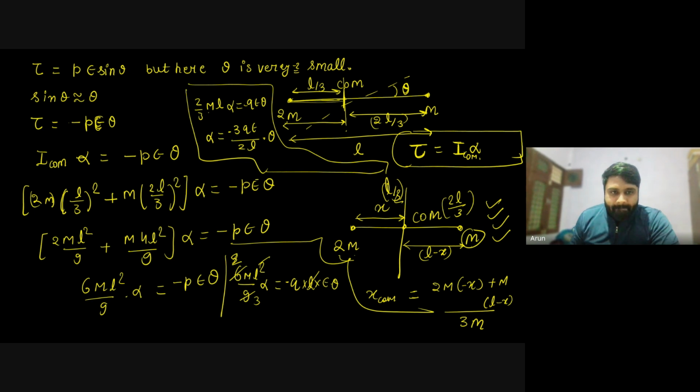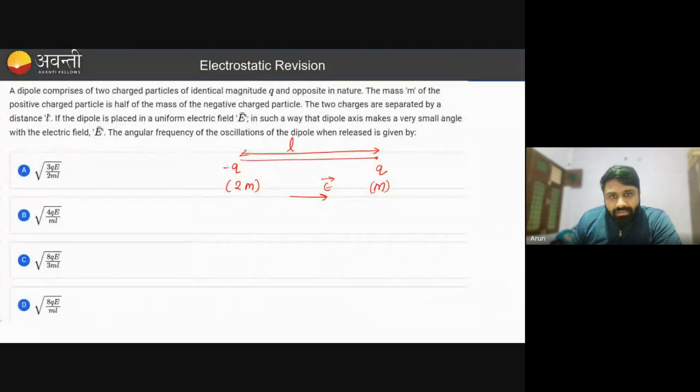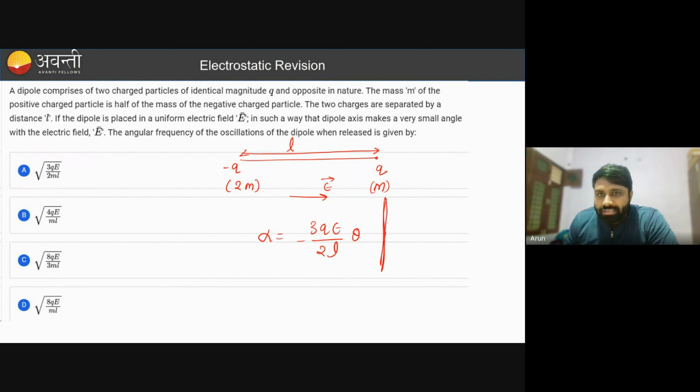Now again to the screen. So alpha that we have calculated is 3qE upon 2mL into theta, and this is the relation for the angular acceleration. We know that in oscillation the acceleration is directly proportional to minus of the displacement. This is for linear, and to remove this proportionality sign we have minus omega square x. Omega is the angular frequency.